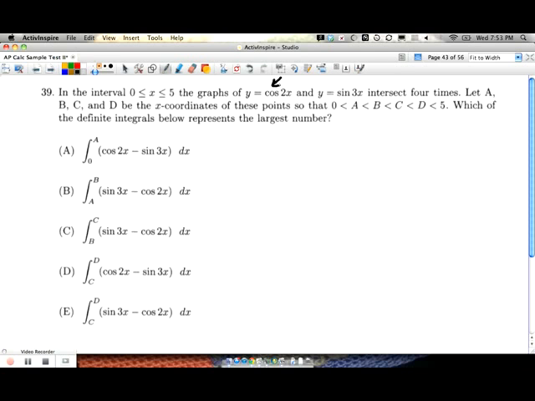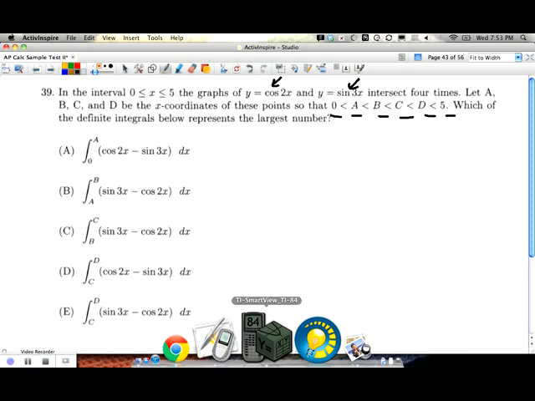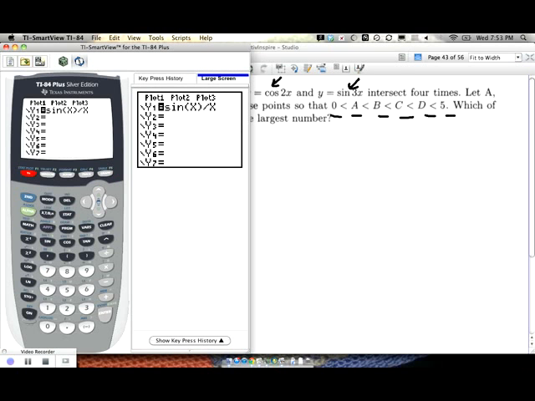Okay, in the interval from 0 to 5, the graphs y equals cosine 2x and y equals sine 3x intersect 4 times. It's saying that these times are A, B, C, and D. Which of the definite integrals represents the largest number? Well, let's see if we can visualize this graph to help ourselves first. If we're looking at these two graphs, one is cosine of 2x, and the other one is sine of 3x.